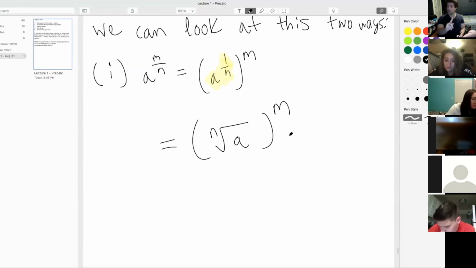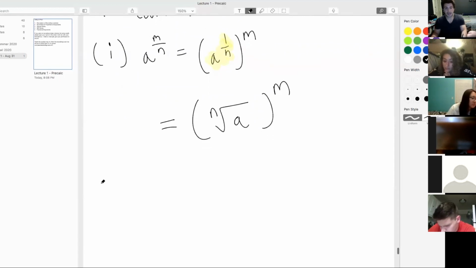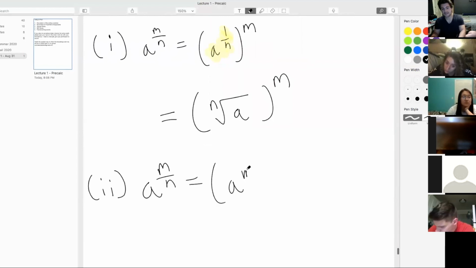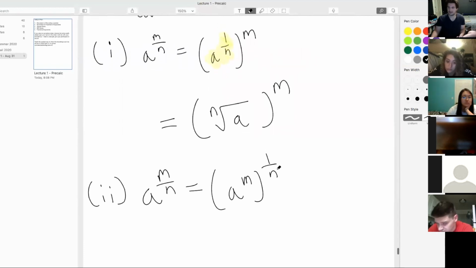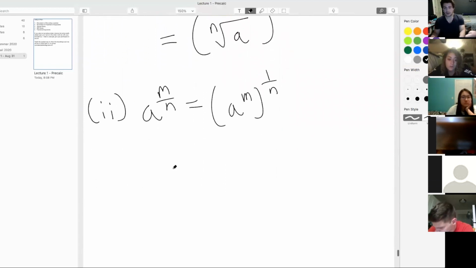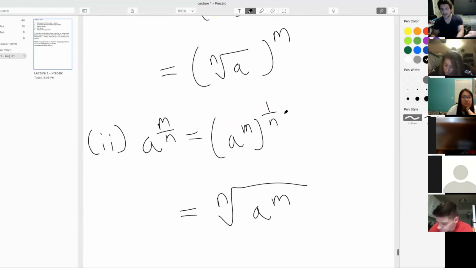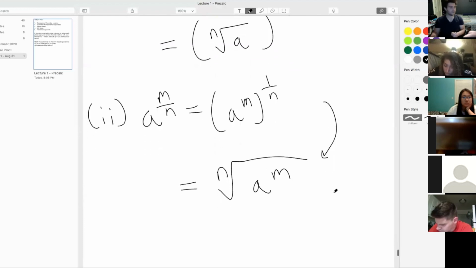Okay, so that's one way to look at it. And the second way: a to the m over n is the same as a to the m, to the 1 over n. I'm changing which exponent is the outside one and which is the inside one. But this is, by definition, the nth root of a to the m, because the 1 over n power tells us to take the nth root.